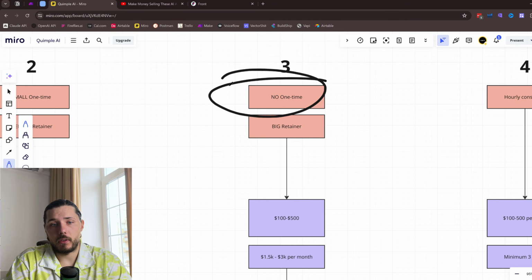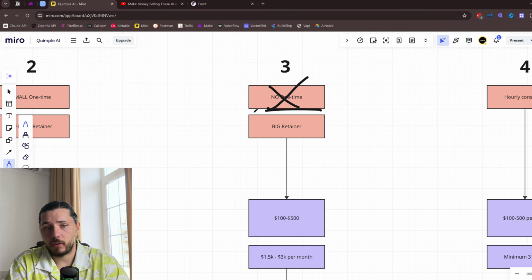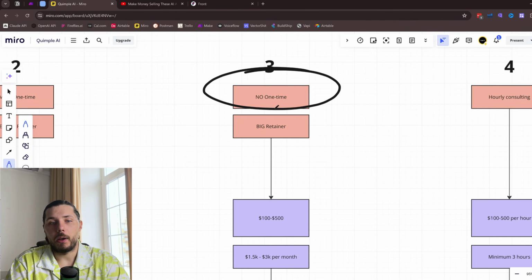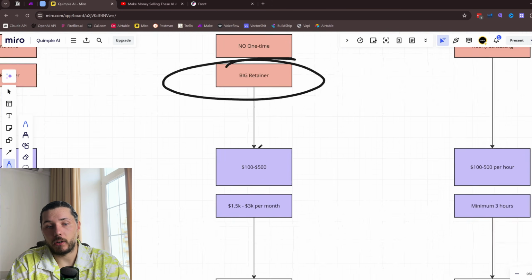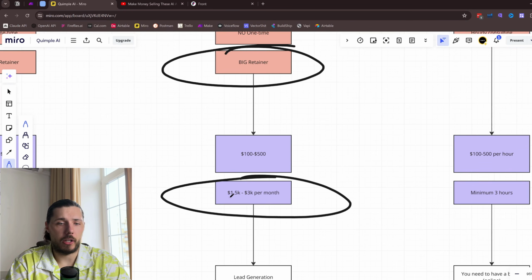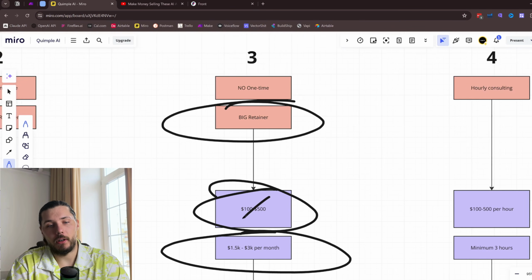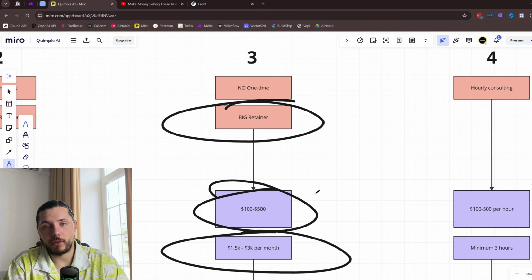So usually these companies do not charge one time. Maybe some do, but again, I would not do that. I would not charge anything one time, and I would charge a big retainer. Essentially, you would charge like $1,500 to $3,000, maybe $5,000, depending on the company. And for the one time, I said none, but you can charge like $100 to $500.